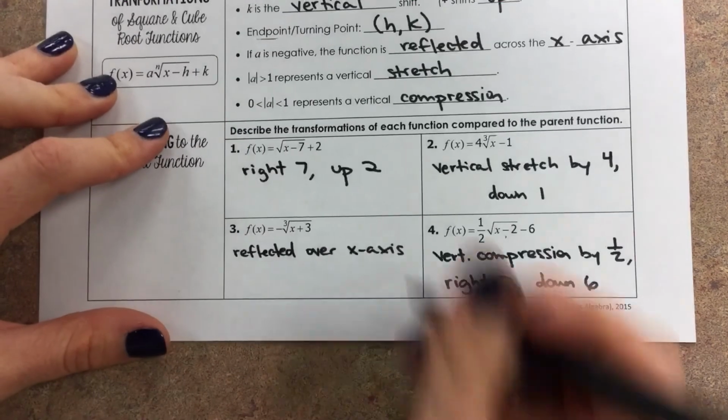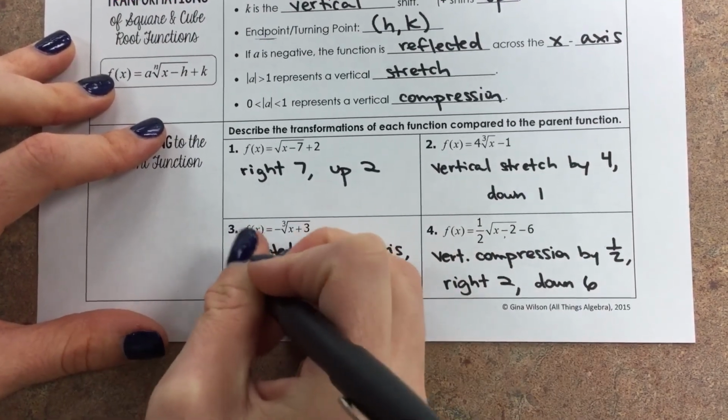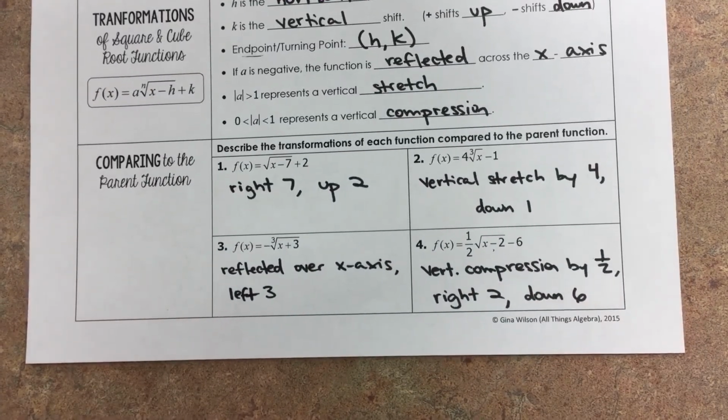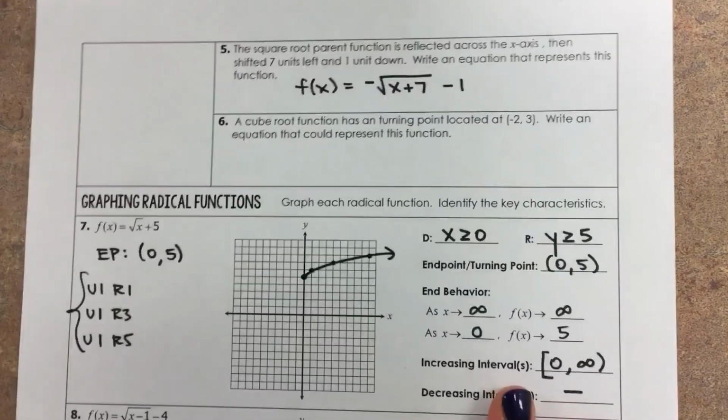So that's an h, and when you see a plus, it's actually shifting to the left. So this is going to go 3 units to the left. So let's say left 3. All right, so that's what the transformations look like. We have one more on the next page where we're going to create our own graph.